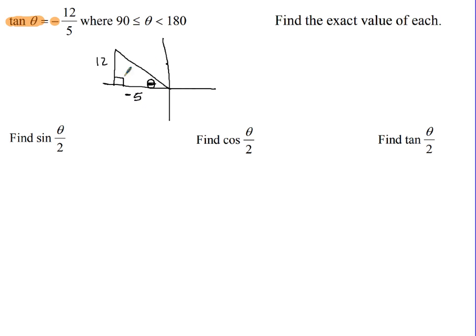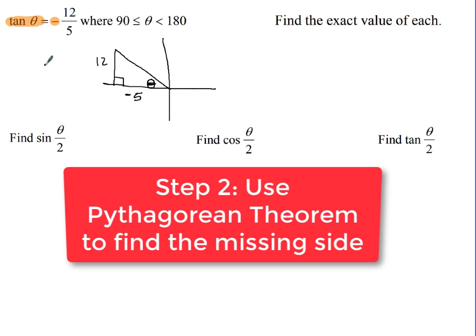All right, so we've got our triangle drawn. That's the first thing. So step 1 is draw the triangle. Step 2 is we've got to find this missing side. So there's one other side that we do not have, and that's this guy right here. And I'm just going to call this R.